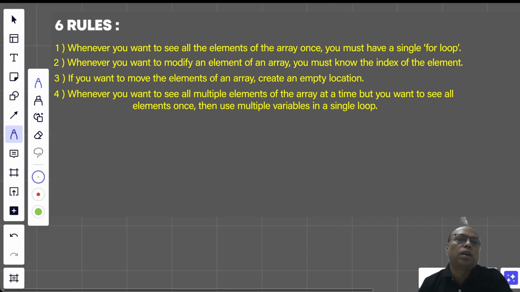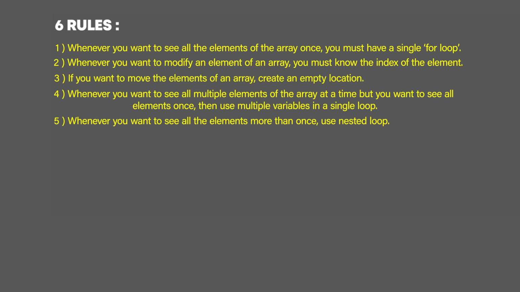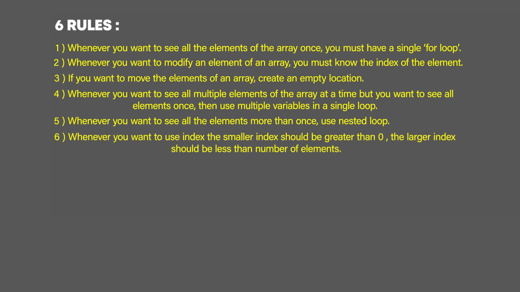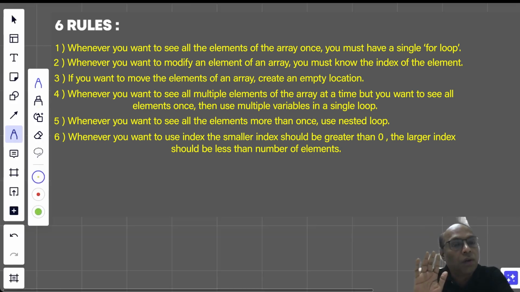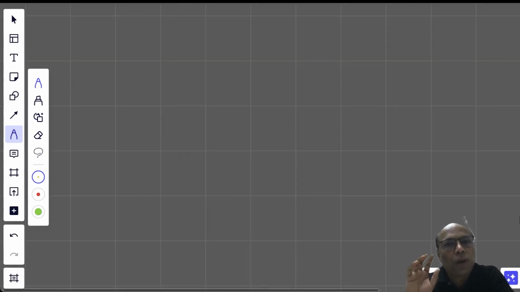The fifth point to remember, whenever you want to see all the elements more than once, use a nested loop. Then the next rule is, whenever you're using indexes, the smaller index must be greater than or equal to 0, and the larger index must be less than the number of elements. These are the rules to be remembered whenever you're dealing with an array. The first rule: whenever you want to see all the elements of the array once, you must have a single for loop.